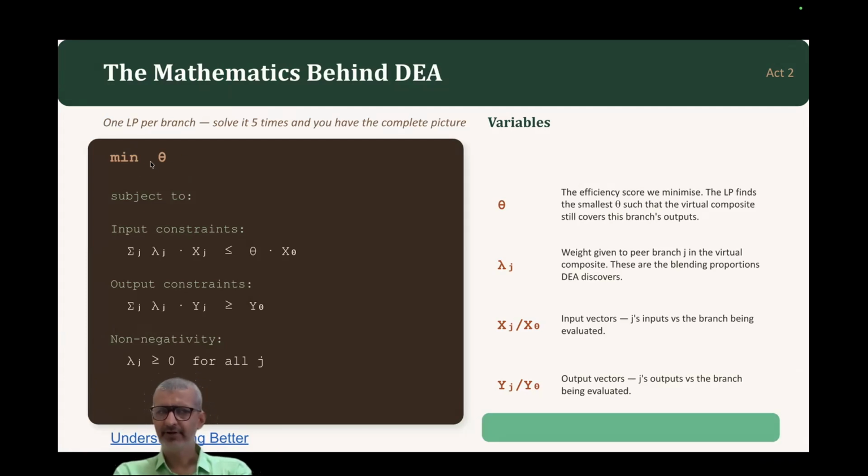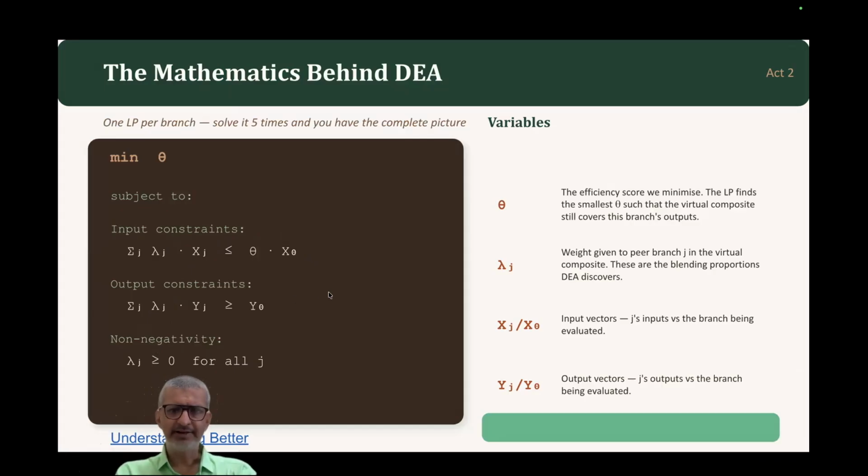And then we have the constraints. We have the input constraints. So input constraints are this. Weight given to a peer branch is lambda. And we are trying to see that the inputs are less than the branch that we are testing. Similarly, the output should be at least what the output is for the branch that is being tested. Okay, if the output is more, good, but if the output is less, that's not what we want. And all these things should be non-negative. So non-negativity constraint is there.